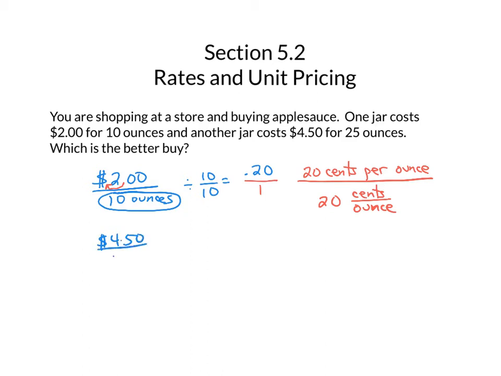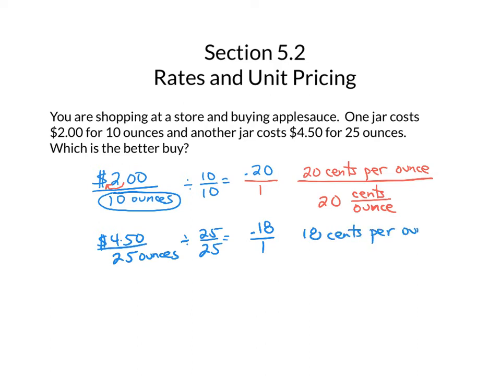$4.50 for 25 ounces. So once again, that denominator needs to be equal to 1. So I'm going to divide by 25 over 25. That's going to give me a 1 on the bottom. And now when I divide $4.50 by 25, I'm going to get 18 cents. Now, I'll let you go through and do the math, or you can just trust me as far as the math goes. 450 divided by 25 does give me 18 cents. So, the cost of this is 18 cents per ounce.